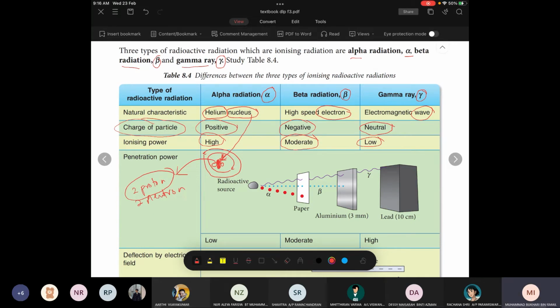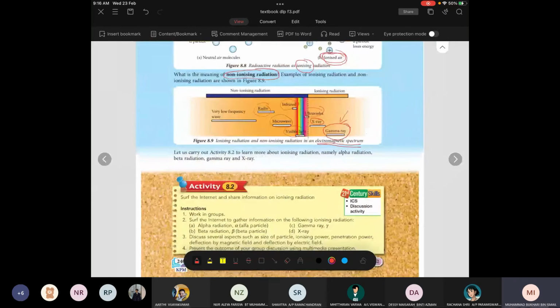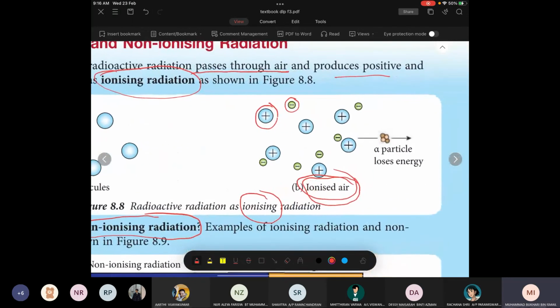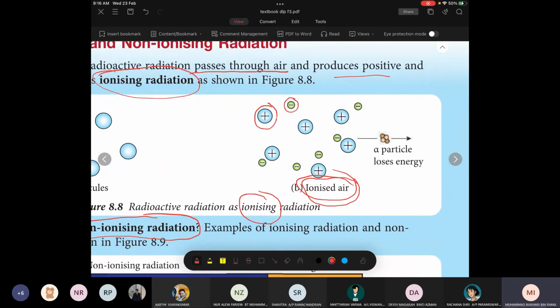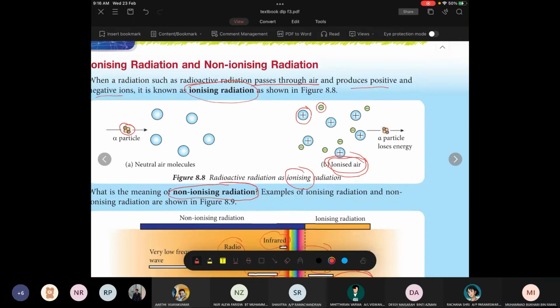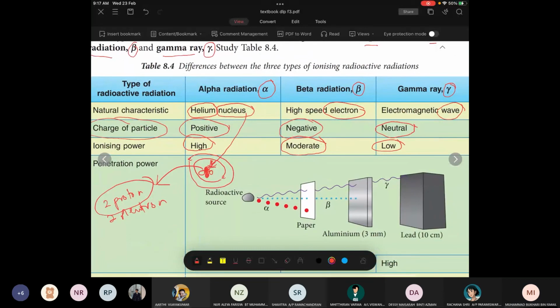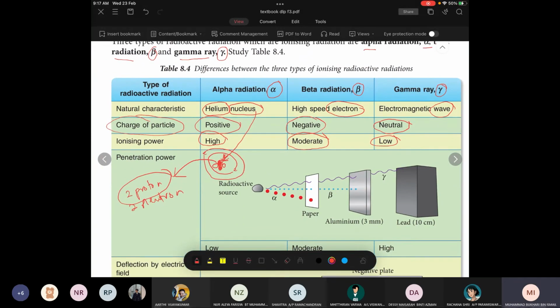So what is ionizing? Do you remember what ionizing is? This is what we discussed last week. When a particle passes through air molecules, an electron from the atom will be separated, and then we have ionized air. So this is what we call ionizing. Between the three radiations here, alpha has the highest ionizing power.